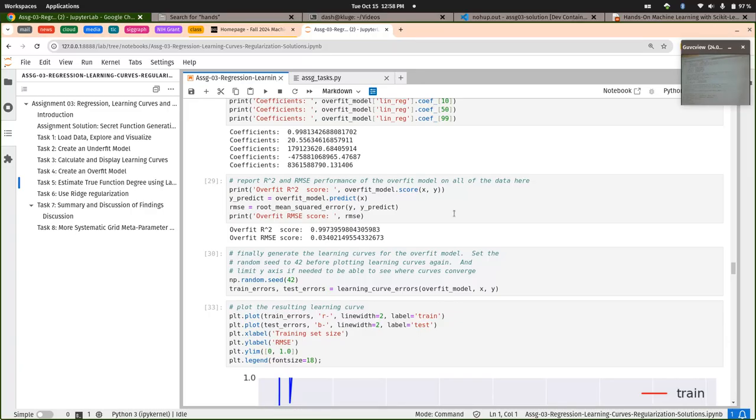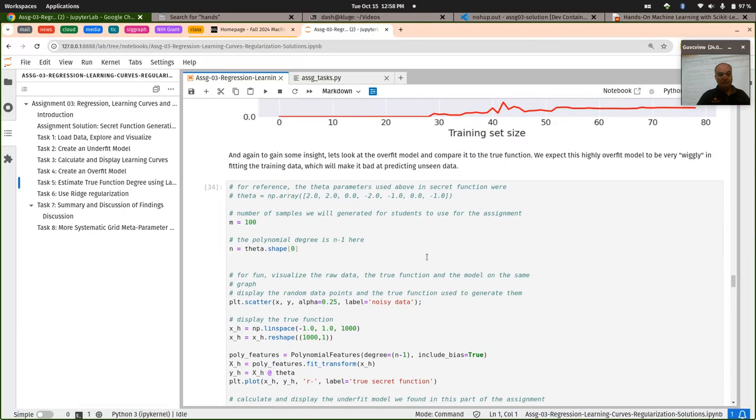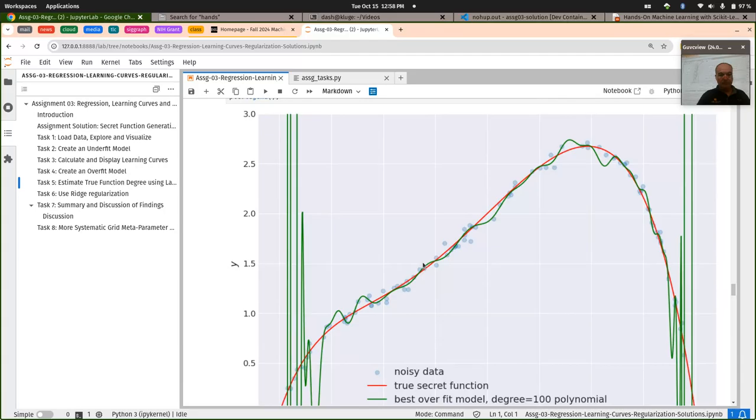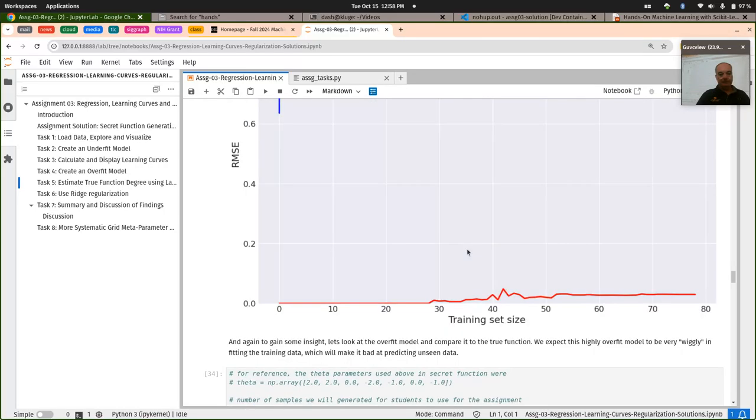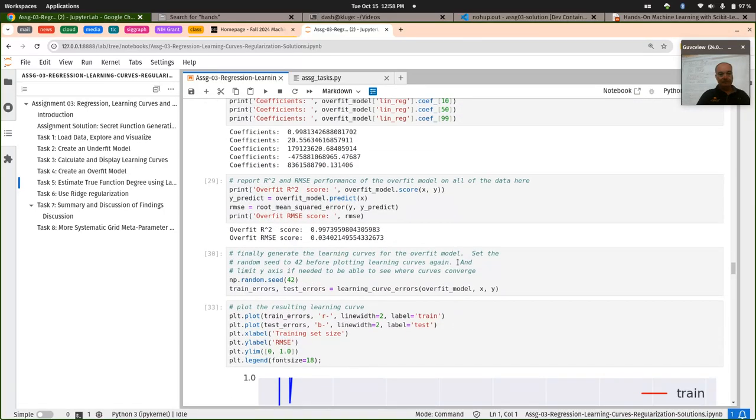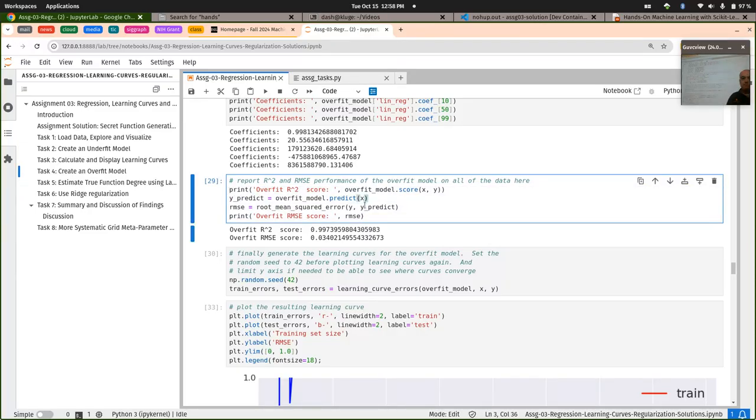Getting pretty close to a perfect R squared fit there. This is just a subtle thing. I should probably add this on to the assignment if I do this in the future.